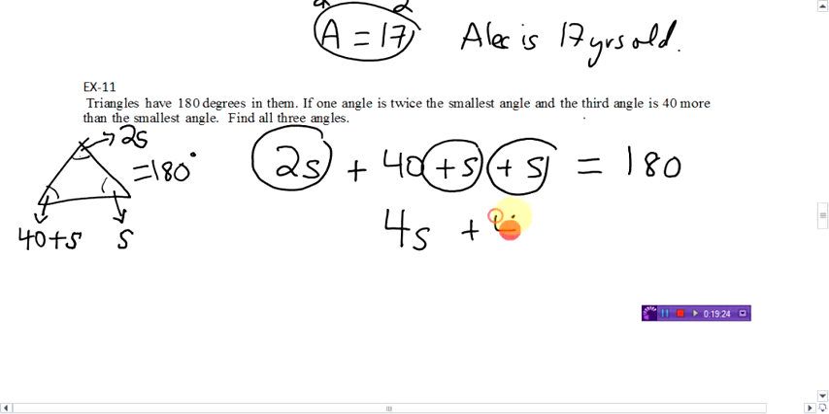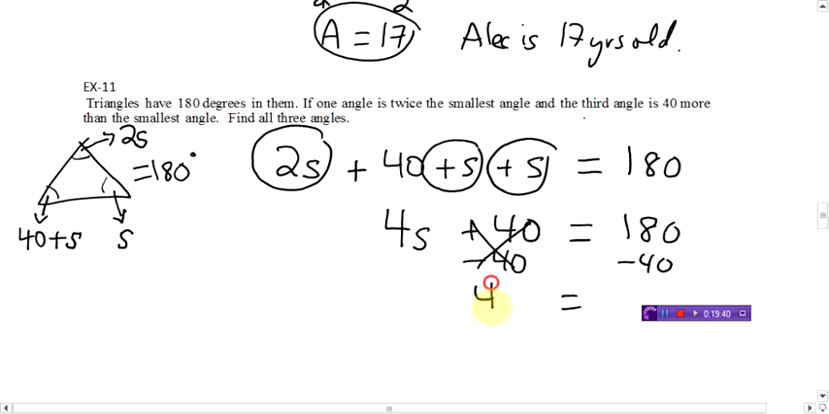Plus 40 equals 180. Reverse BEDMAS here. Let's not worry about the multiplying 4. Let's get rid of the adding 40 by subtracting 40. Subtracting 40. Those are gone. You're left with 4S equals 140.